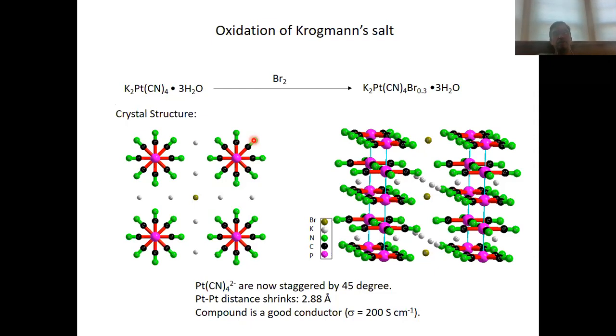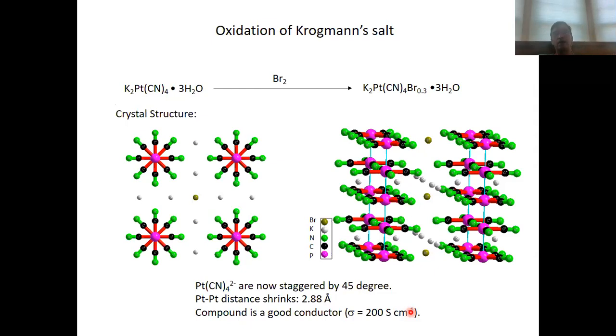Okay. Now, when you analyze the electrical conductivity now, then you all of a sudden find that your compound is a quite good electrical conductor. Your conductivity is now 200 Siemens per centimeter. Okay, so your conductivity is basically 9 orders of magnitude higher than it was previously. But this conductivity occurs only in one dimension.